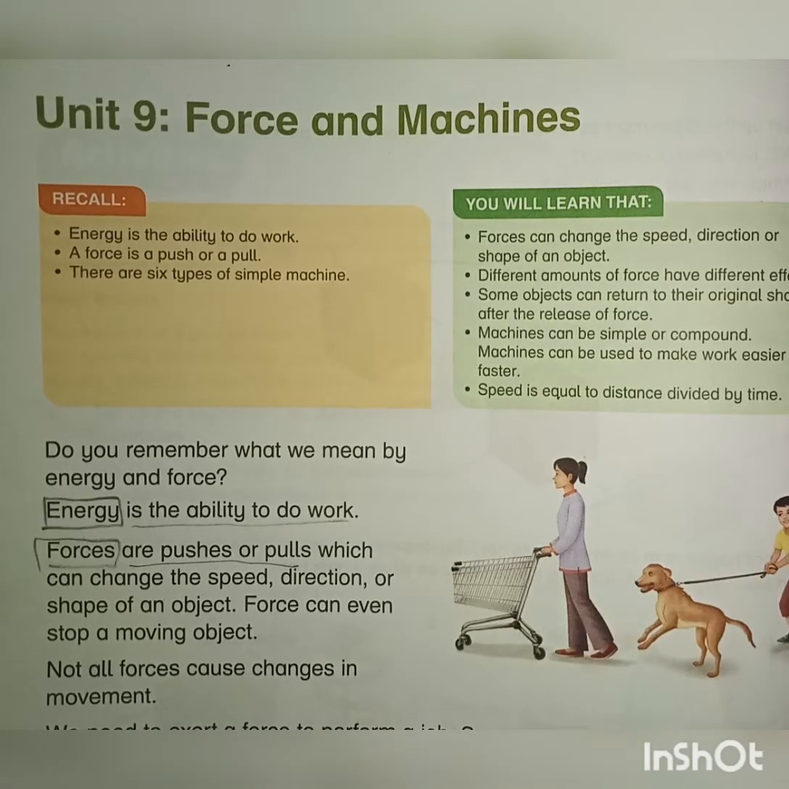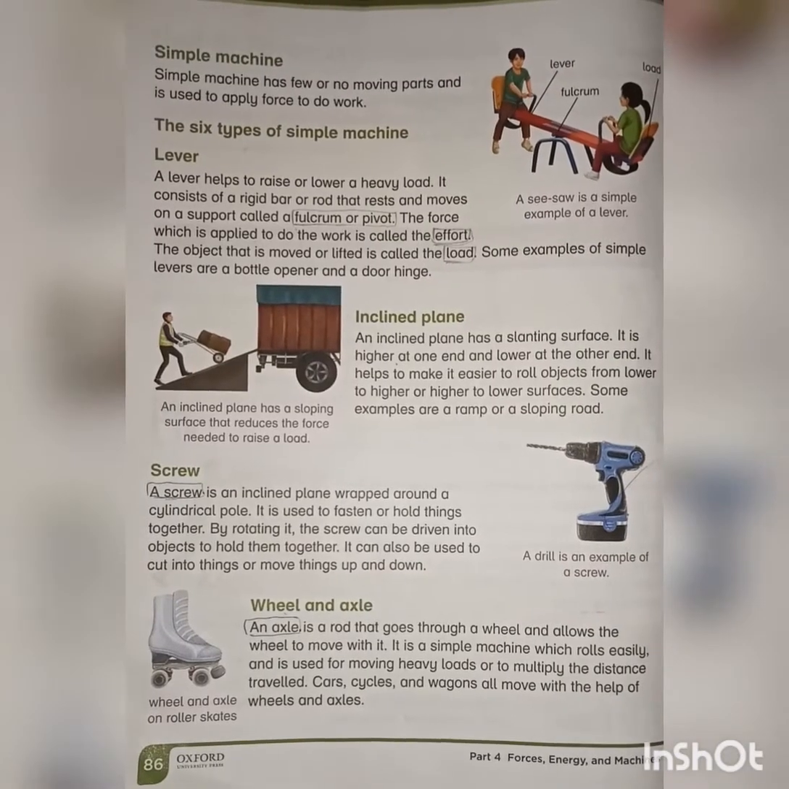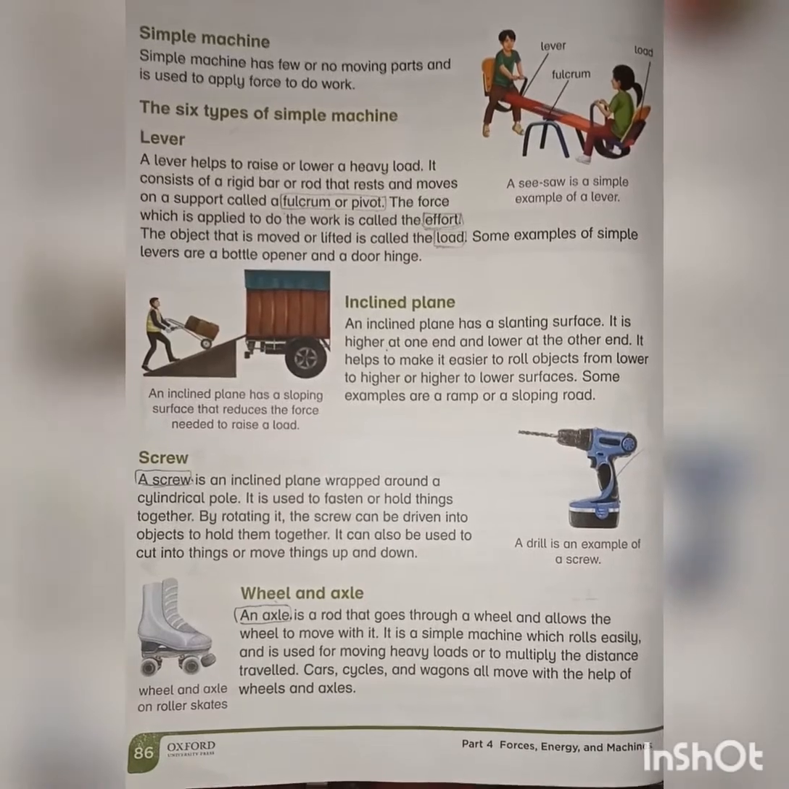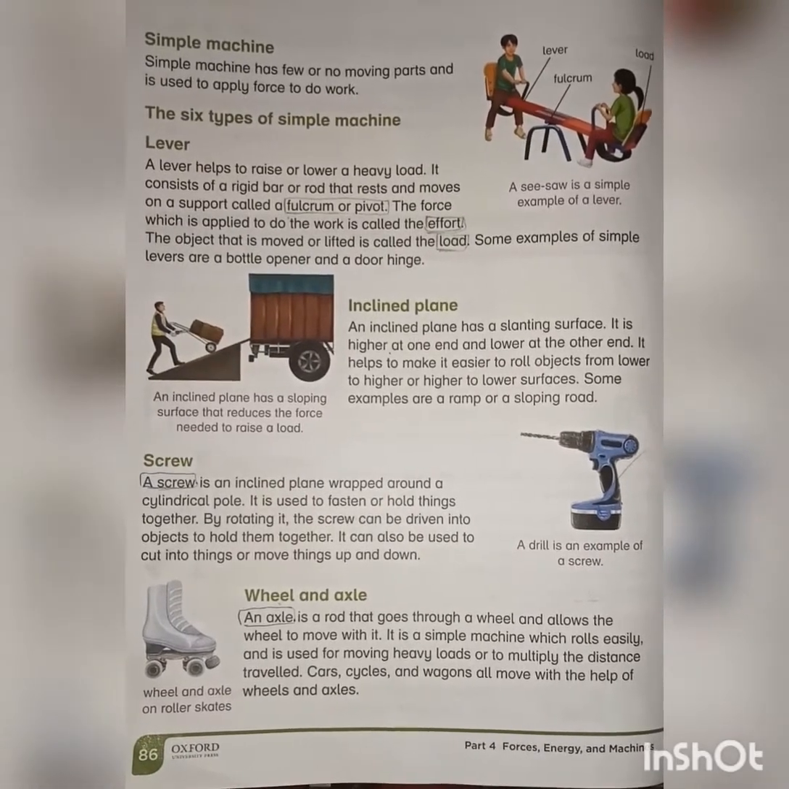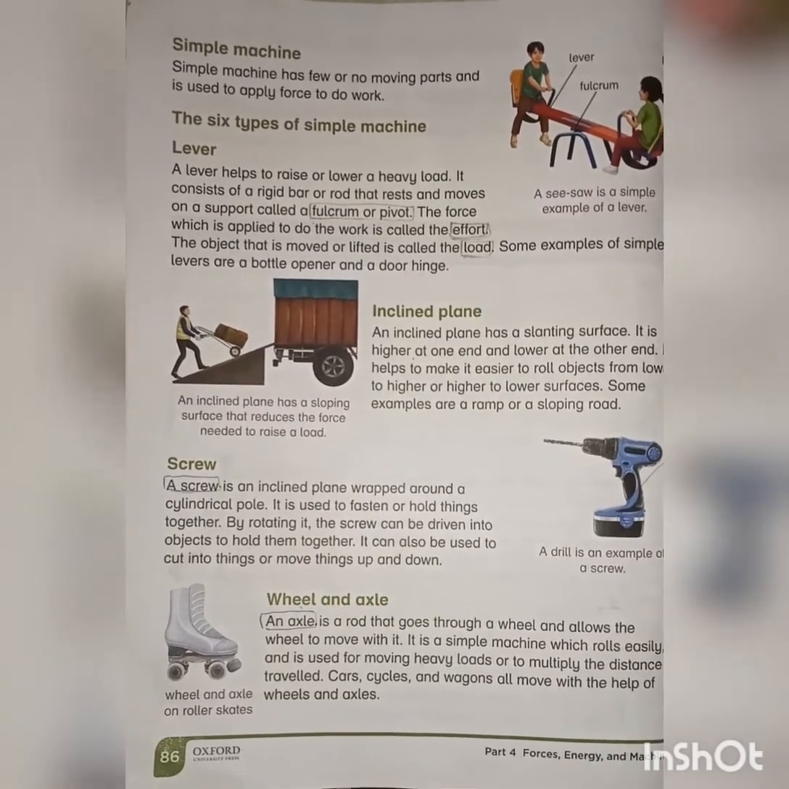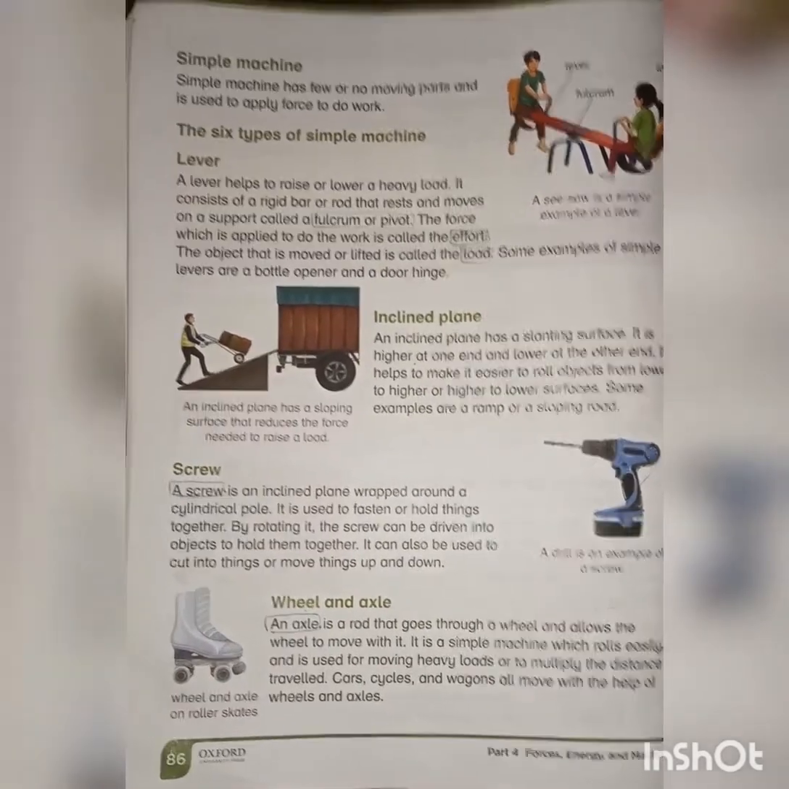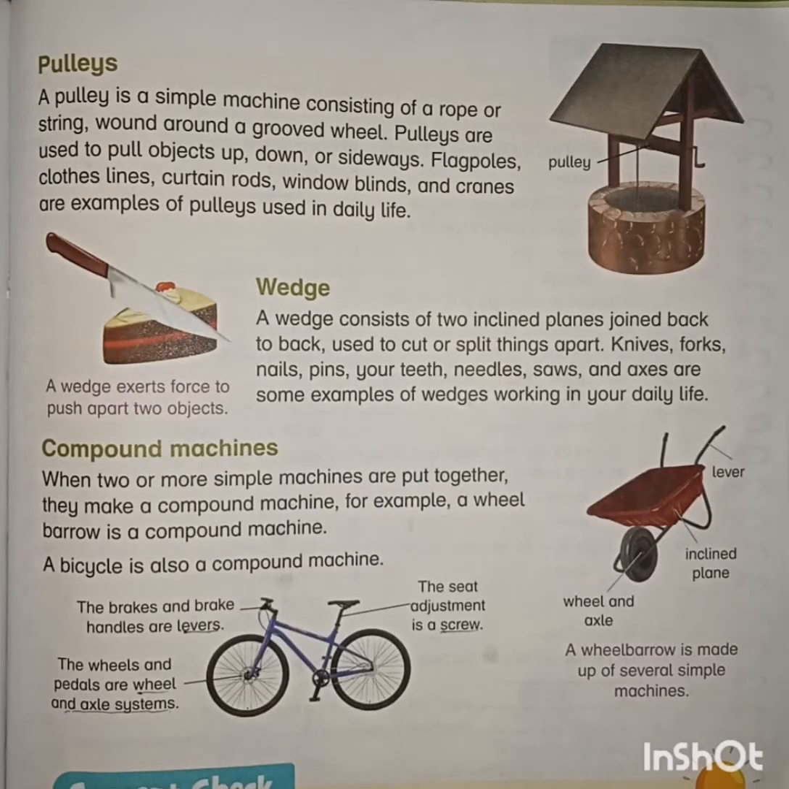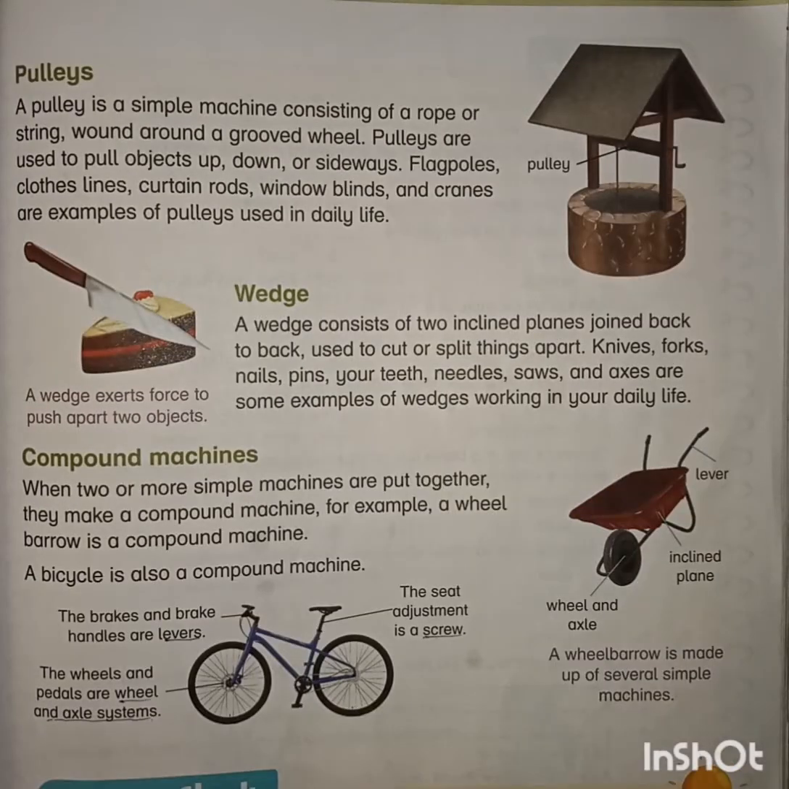We are doing unit number 9, Force and Machines. Our lesson topic is simple machine, and in our previous lesson we have discussed screw and wheel and axle. In our today's lesson we are going to discuss the last two simple machines, pulleys and wedge, and compound machines. Let's start our today's lesson.